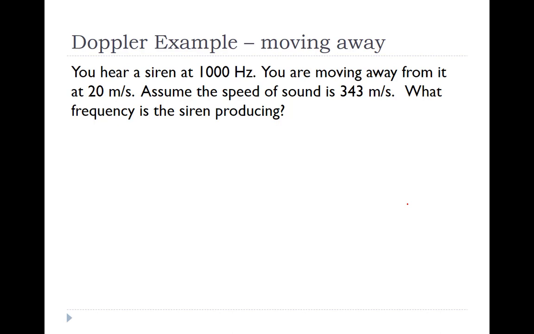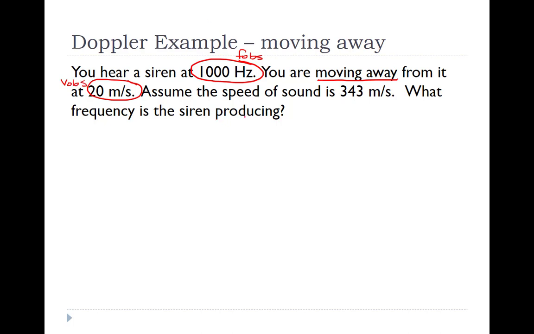Example 2, we're going to be moving away. I hear a siren at 1,000 hertz. This is telling me what is being heard. Therefore, this is an observed frequency. I am told I'm the thing that's moving. So the observer in this case is moving away. Let's underline that. And it tells me how fast the observer is moving. In this case, it's 20 meters per second.